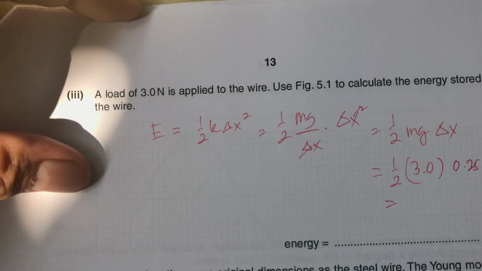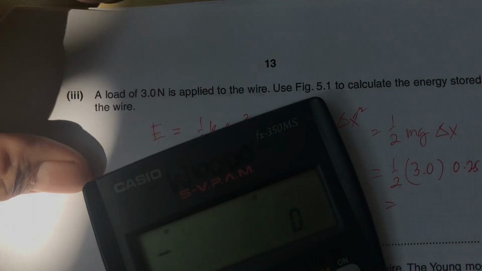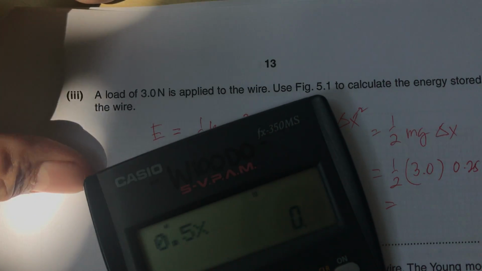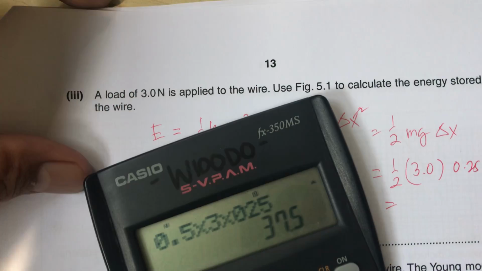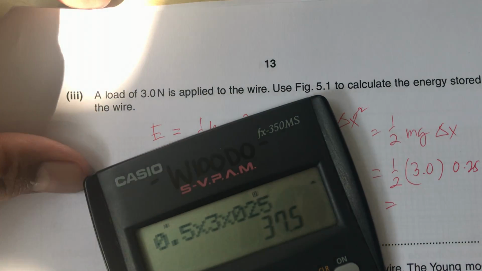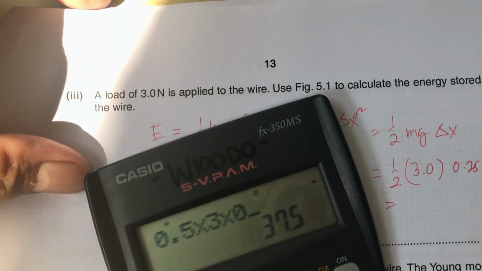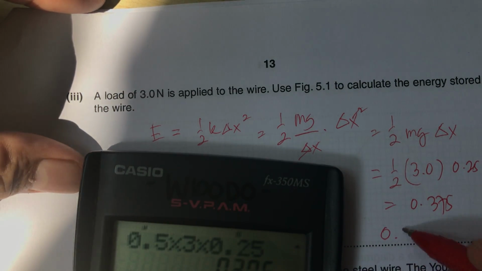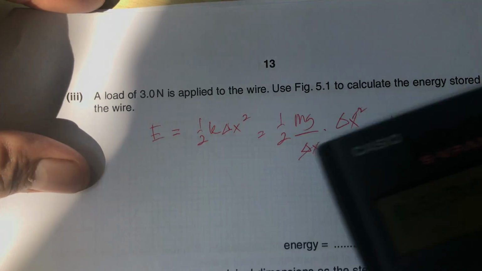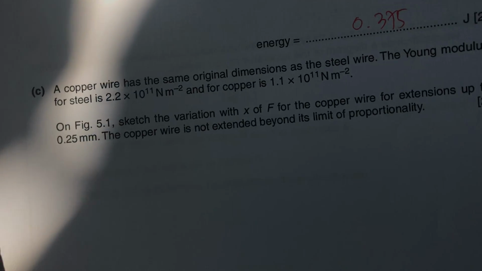So we can calculate this with the calculator: a half times 3 times 0.25 becomes 0.375 joule. Okay, the last question I think.